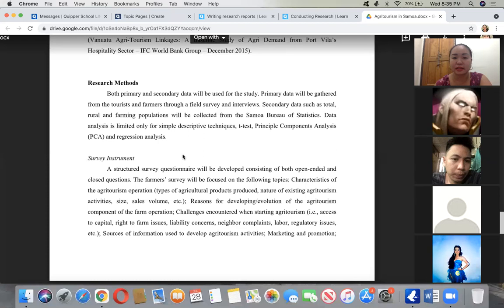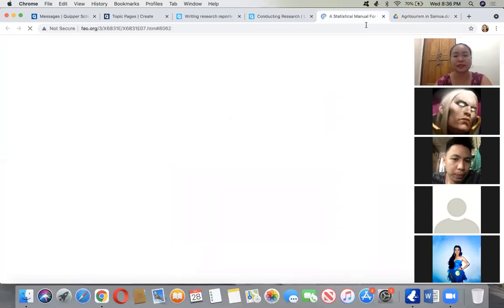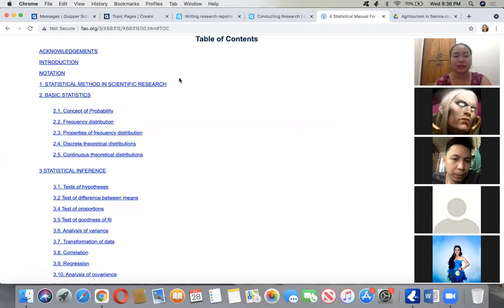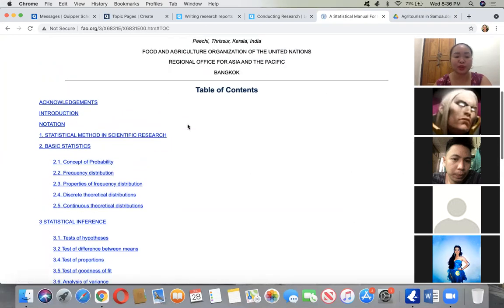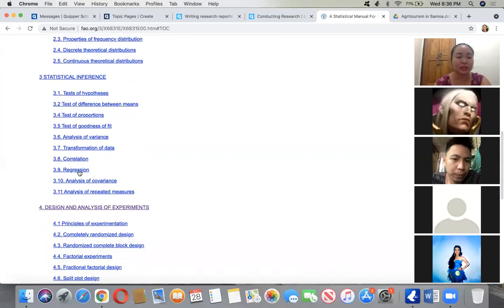in the link that I gave in statistics, experimental statistics. So this chapter is design and analysis of experiments, but when you click this one, you will be directed to the table of contents. So you can go back to your basic statistics. What are these? And this. In here are the regression analysis.